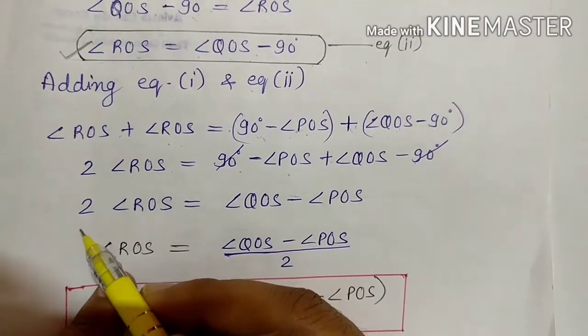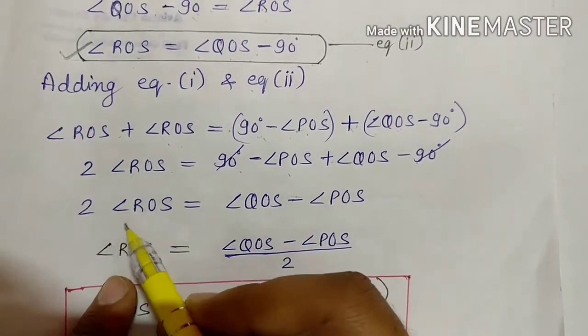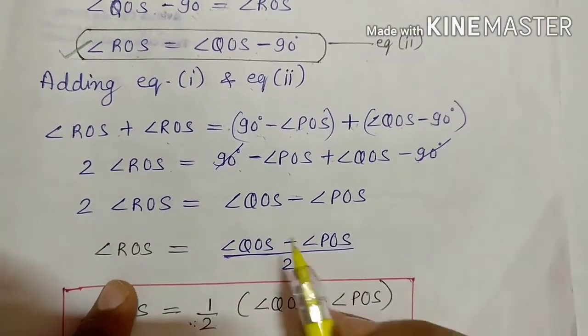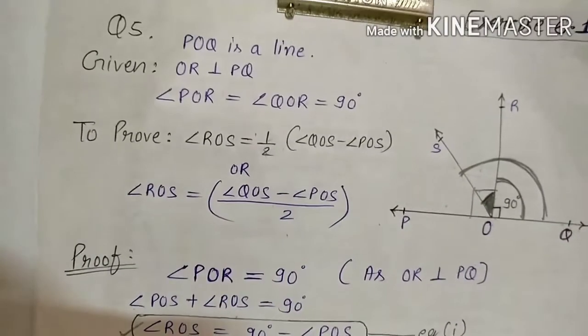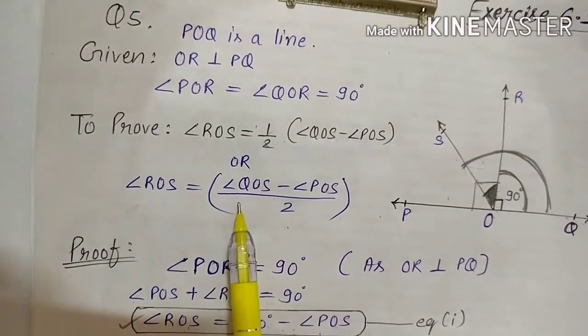Now we are taking this 2 to the right hand side. Right now it is in multiplication form with ROS, so it comes downside. So angle ROS equals angle QOS minus angle POS upon 2. As I told you at the start, we can write this form in this way also. So it comes in this form.